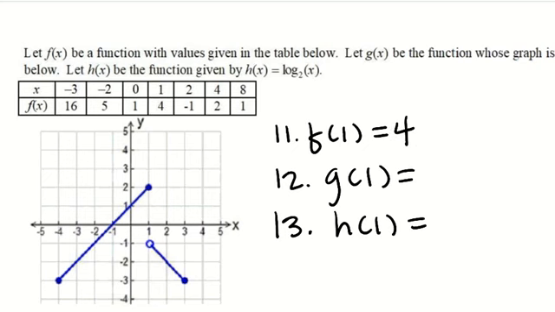G of 1 is, well, the height of the graph at x equals 1. It's like, oh, of course you chose the place where it's split. Okay, I know it's this one because that's where the filled in circle is. So that's going to be 2.